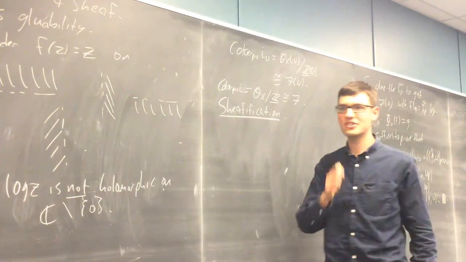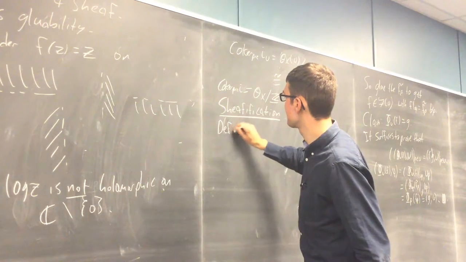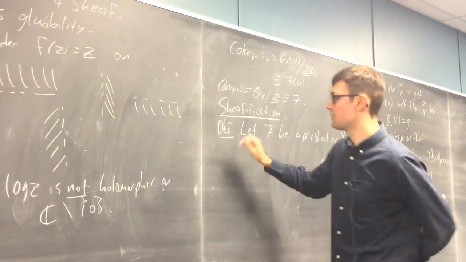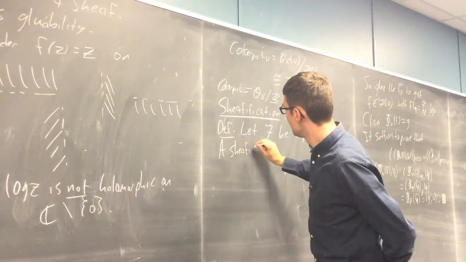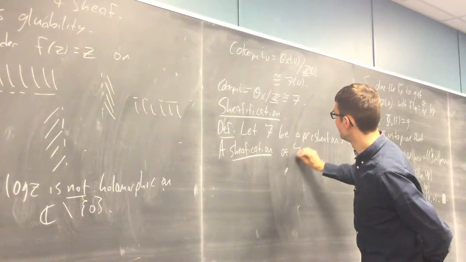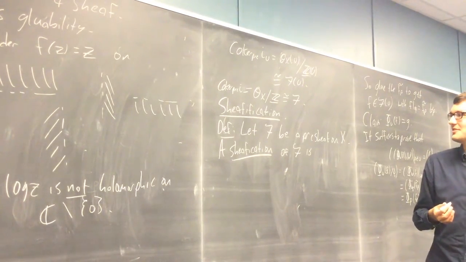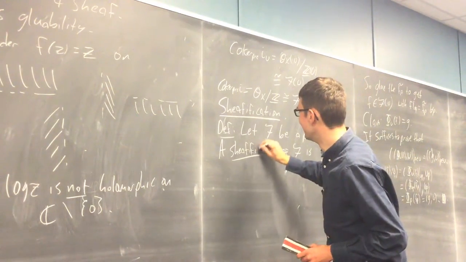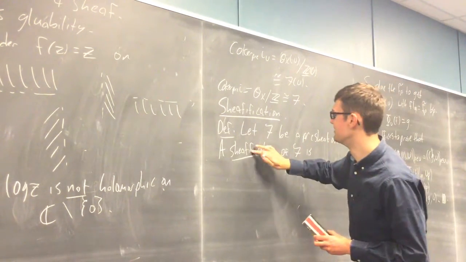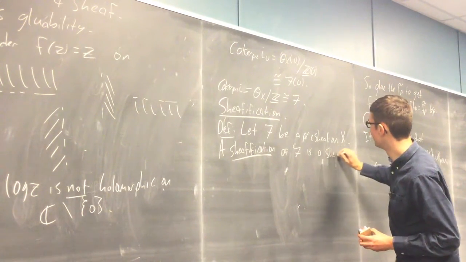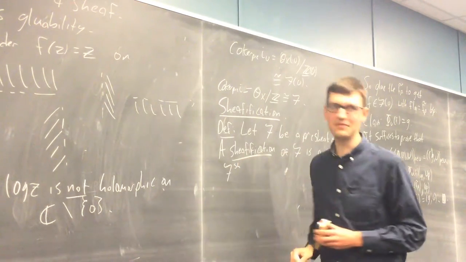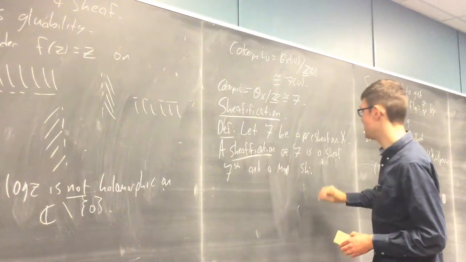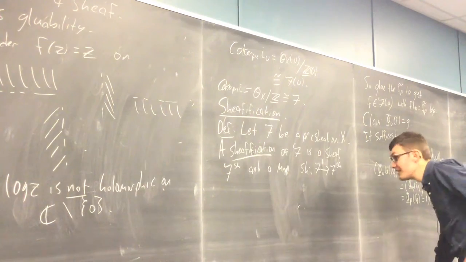So the magic wand, turning pre-sheaves into sheaves. We're going to let F be a pre-sheaf on X. So what is a sheafification of F? It is, oh, I forgot an if. Sheafification, well, that's shorter to say. Sheafification is, if it's a sheaf somewhere, which I'll denote F sheaf. And then we're going to get a map sheaf from F to F sheaf. And it's going to satisfy a certain property.